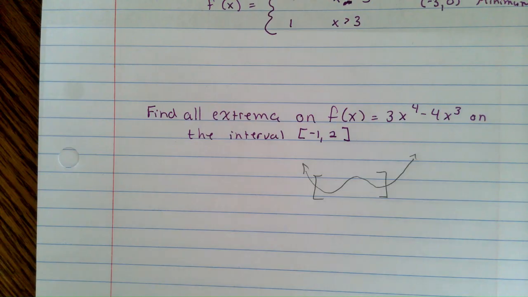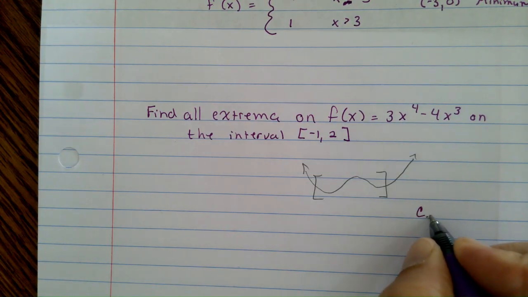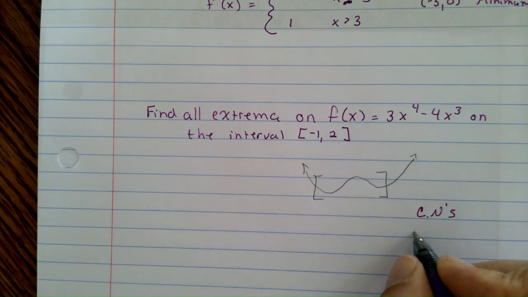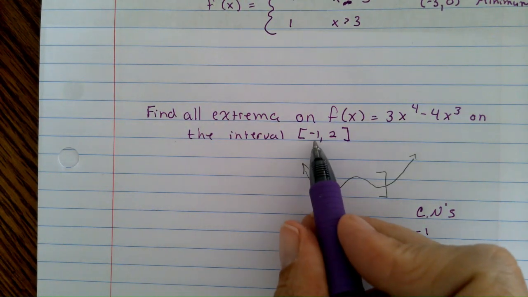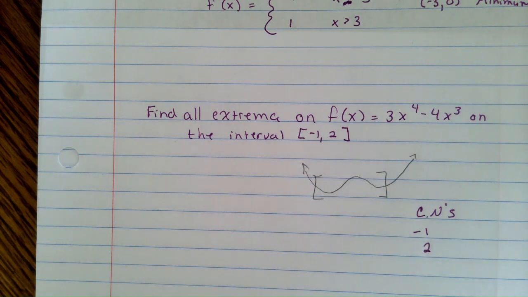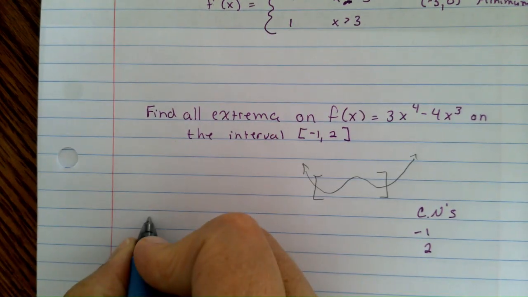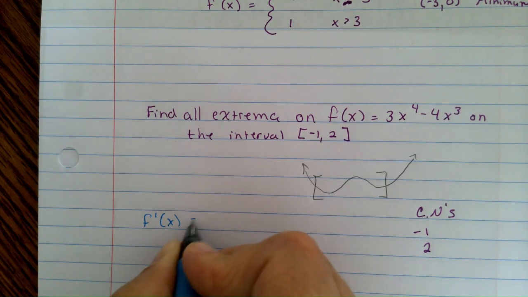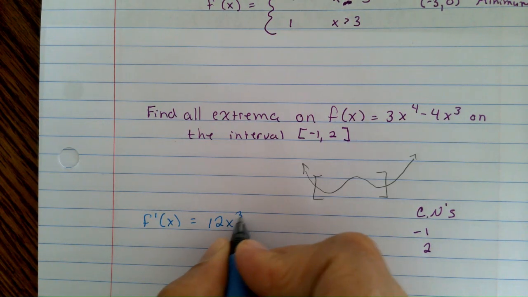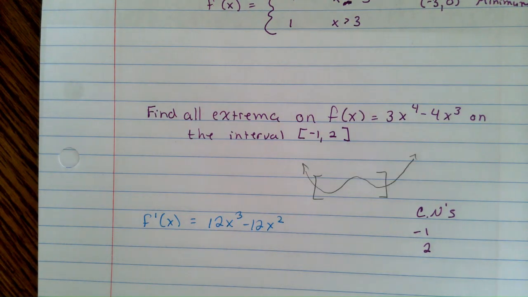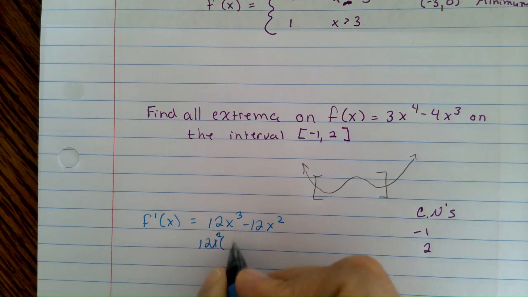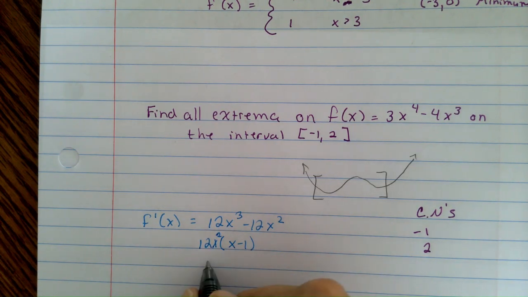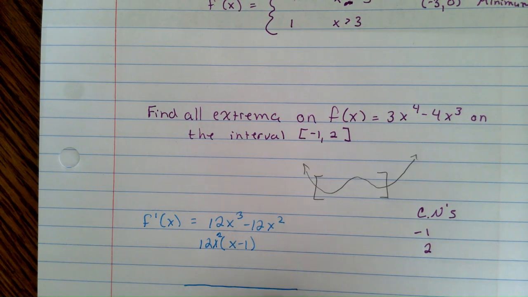So, critical numbers. We've got -1 and +2 as critical numbers, and that's because that's our A value and our B value. But we also have to derive to get our remaining critical numbers. So we've got 12x cubed minus 12x squared. We'll go ahead and factor that. 12x squared would leave me with x minus 1. That's cubic, and that's a bounce.